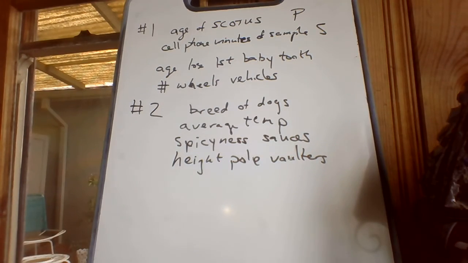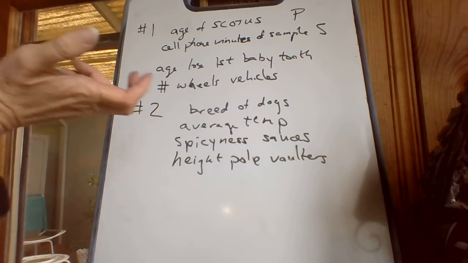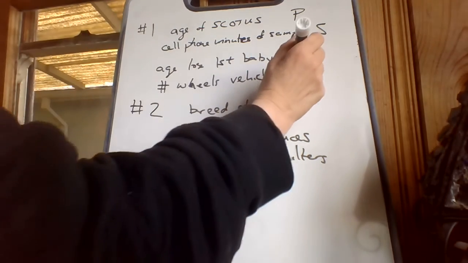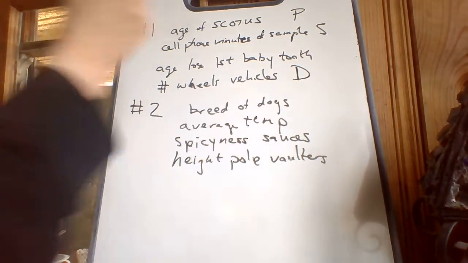Then the second ones, it was discrete or continuous. Well, the wheels on vehicles, that's definitely discrete. You can't have like 3.5 wheels. It doesn't make any sense. So this would be discrete.